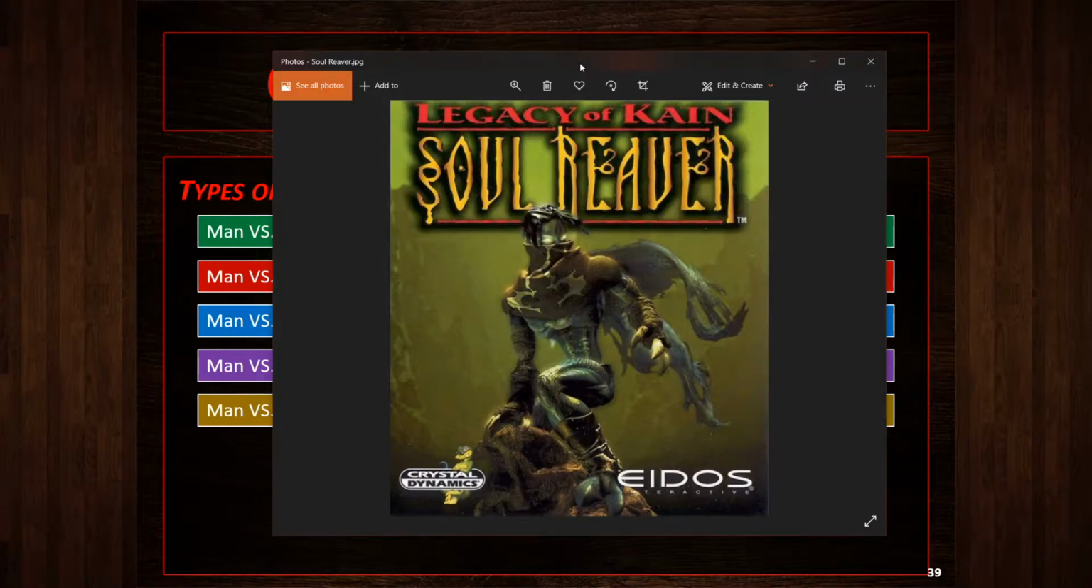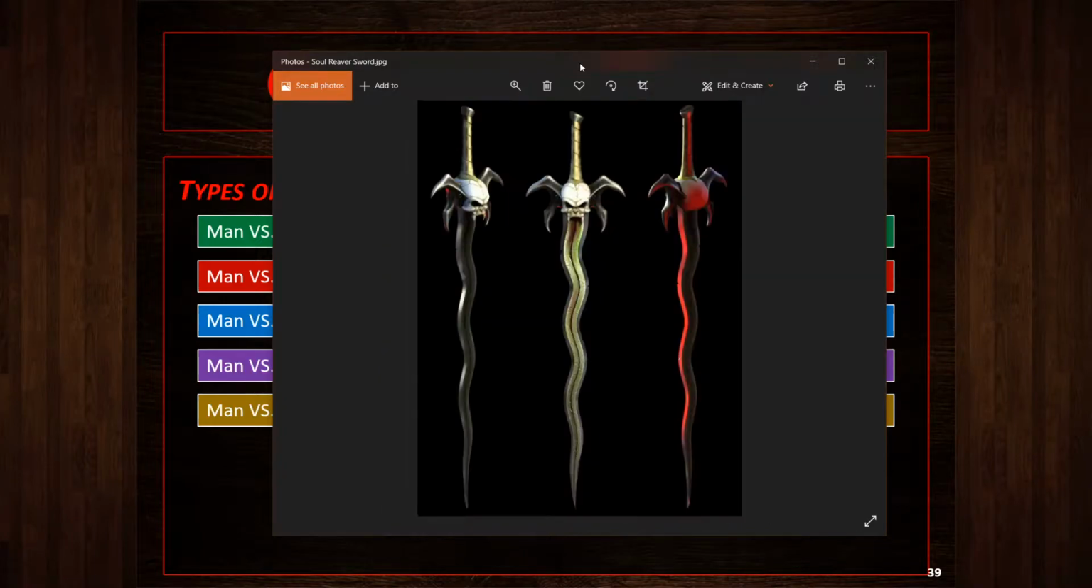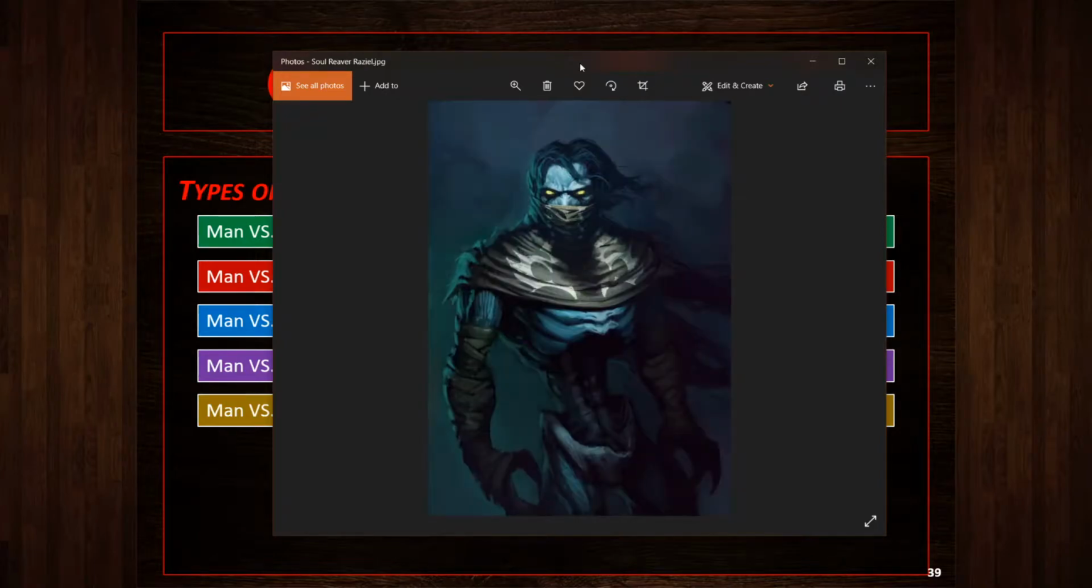Raziel is a vampire who was betrayed by the person who turned him into a vampire, and so he seeks out revenge. Now, the villain, who is called Kain, has the sword called the Soul Reaver, and the Soul Reaver contains the soul of a very hyper-aggressive vampire. I can't give away too much.